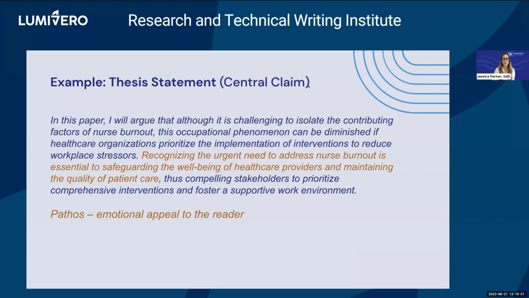Here's an example of a thesis statement, also, like I said earlier, a central claim. You can see that the writer says, I will argue that, and then we have some hedging: although it is challenging to isolate the contributing factors of nurse burnout, this occupational phenomenon can be diminished if healthcare organizations prioritize the implementation of interventions to reduce workplace stressors. And then we have the pathos here, the emotional appeal: recognizing the urgent need to address nurse burnout is essential to safeguarding the well-being of healthcare providers and maintaining the quality of patient care, thus compelling stakeholders to prioritize comprehensive interventions and foster a supportive work environment. We're going to use this thesis statement as an example as we work through these other components of the argument, so you can see how the evidence comes together so that you can evaluate the logos, the quality of the reasoning, and then the ethos, the credibility and veracity of the argument.